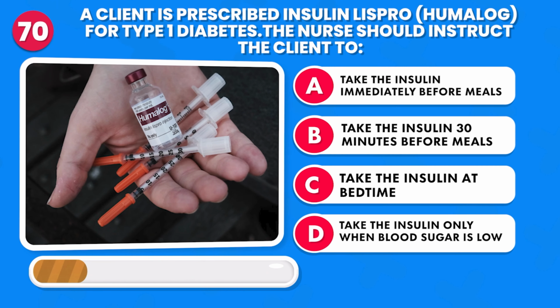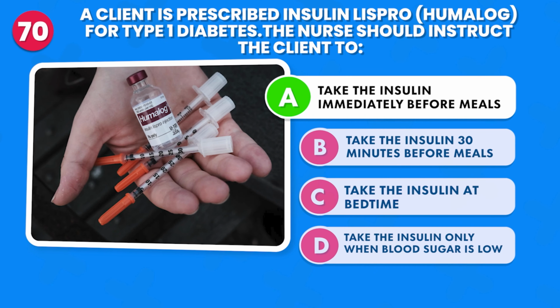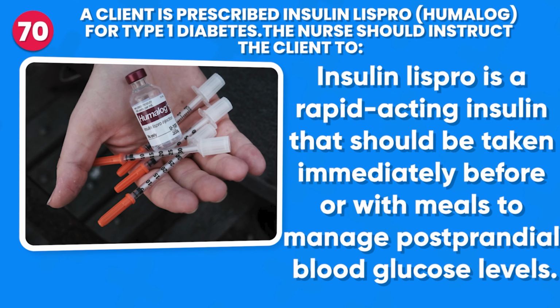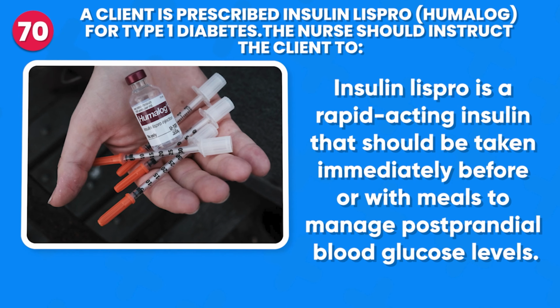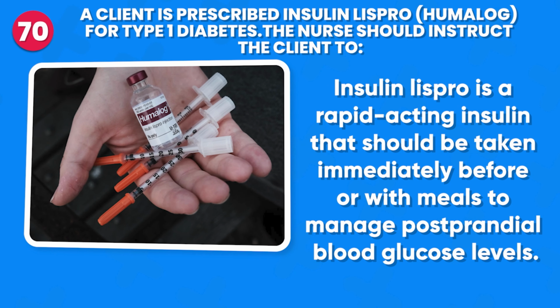Take the insulin only when blood sugar is low. It's A. Take the insulin immediately before meals. Insulin Lispro is a rapid-acting insulin that should be taken immediately before or with meals to manage postprandial blood glucose levels.